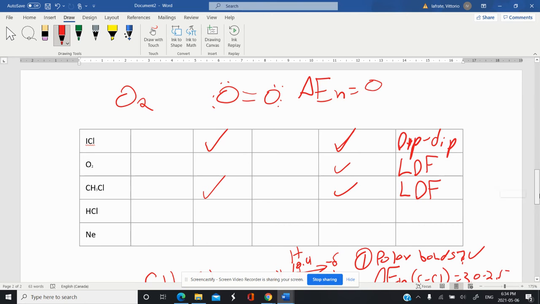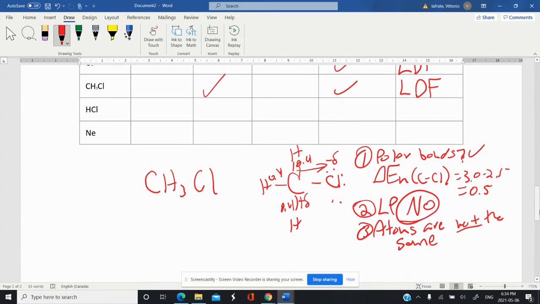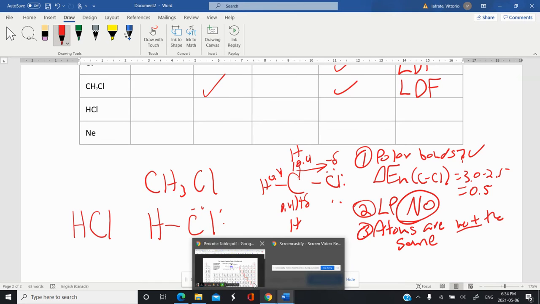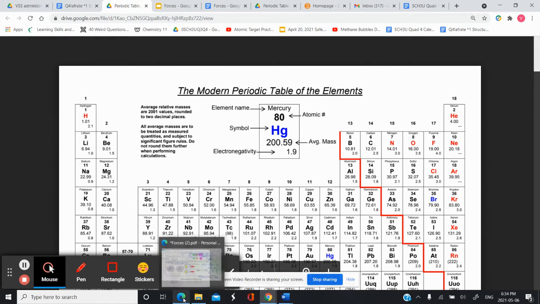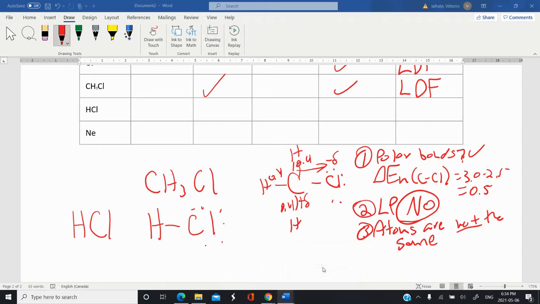Let's go ahead and try HCl. So for HCl, when you draw that out, it looks like this, HCl. It's linear, and if you do the delta EN between Cl and H, you'll do 3 minus 2.1 is 0.9. So that there is considered polar.